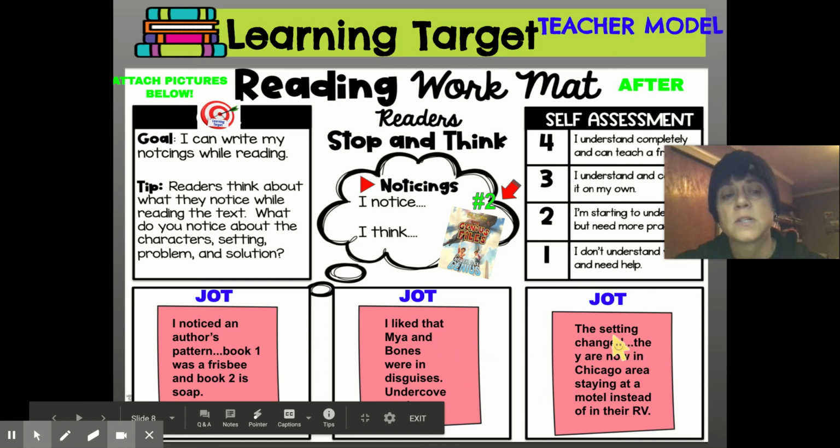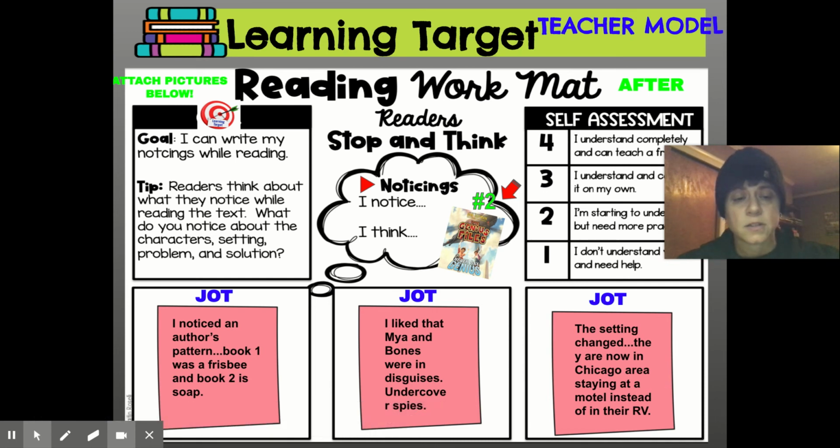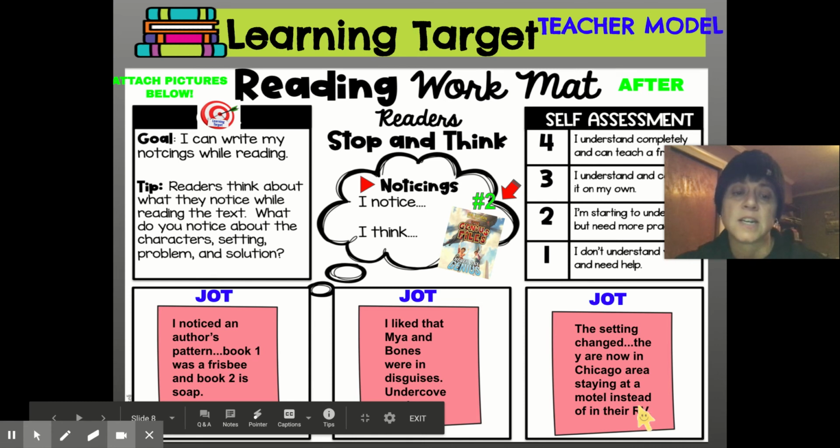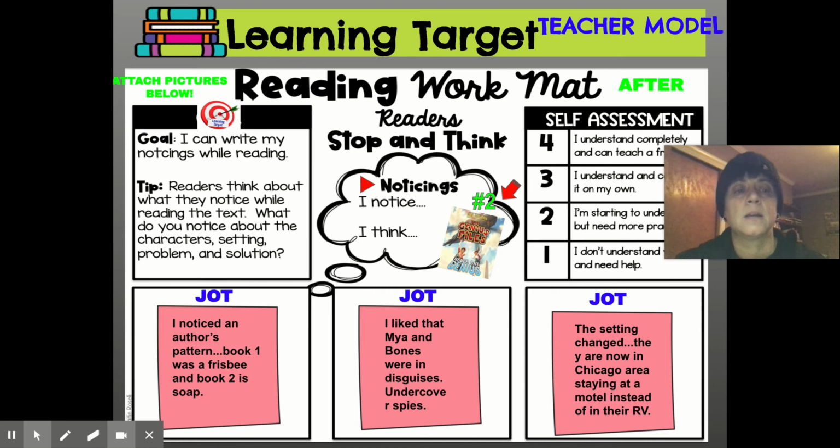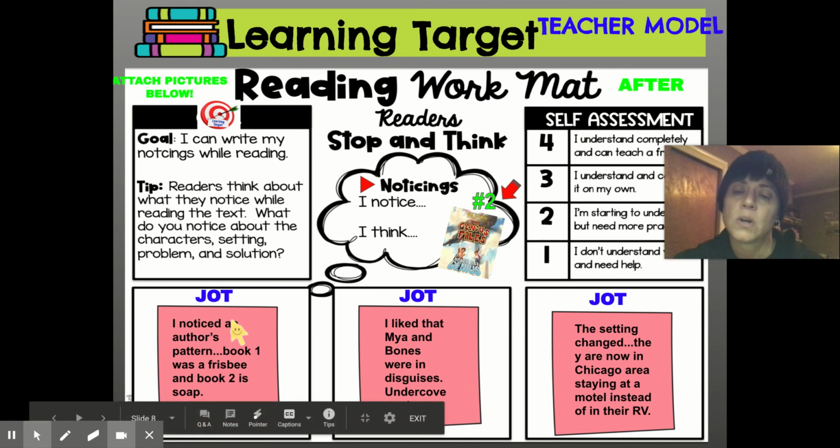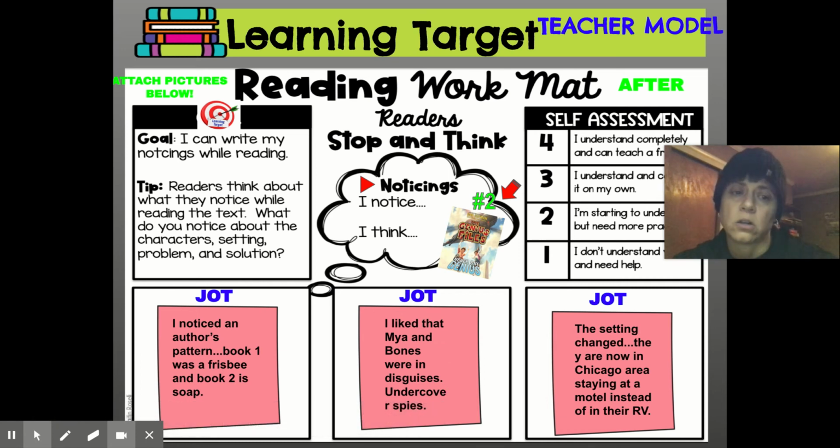The last thing I noticed is something about the setting. The setting changed. They are now in the Chicago area because remember they're traveling across the country. Instead of staying in their RV, they're staying in a motel as a family. So again, I noticed an author's pattern from one book to another. It's like a series pattern. I noticed something about my characters, and I noticed something about my setting. Boys and girls, please notice that my jotting is about 1 or 2 sentences long.